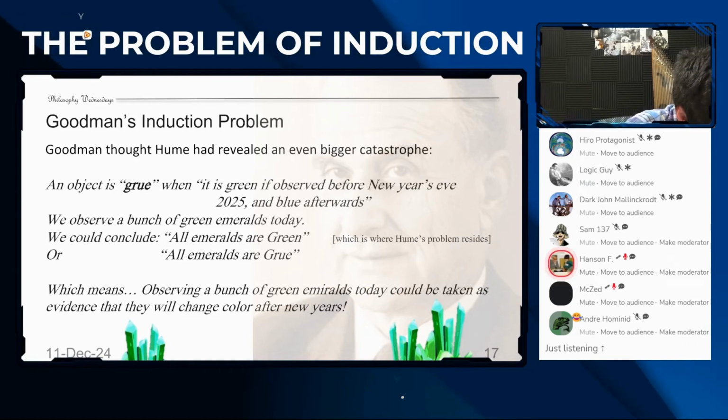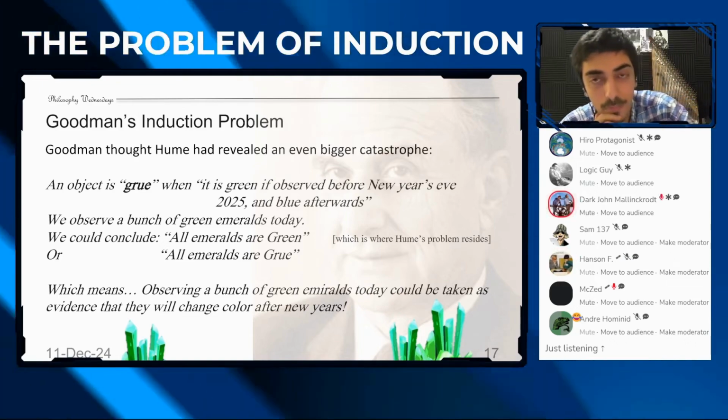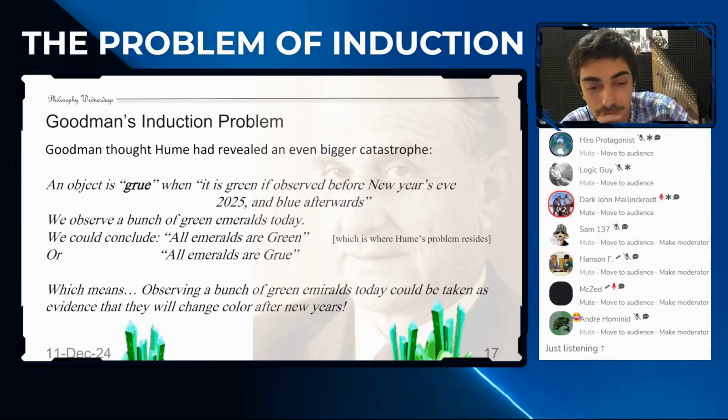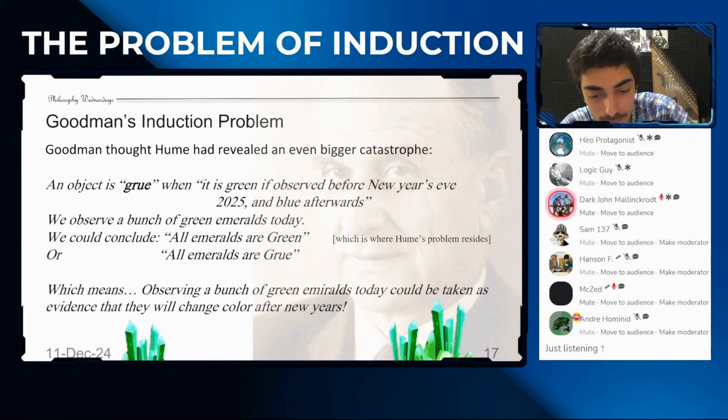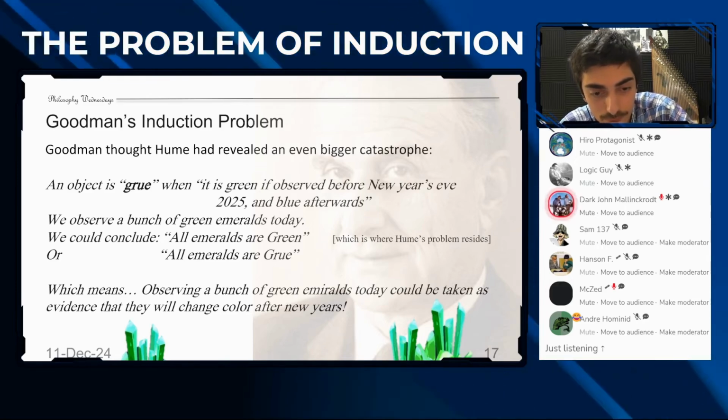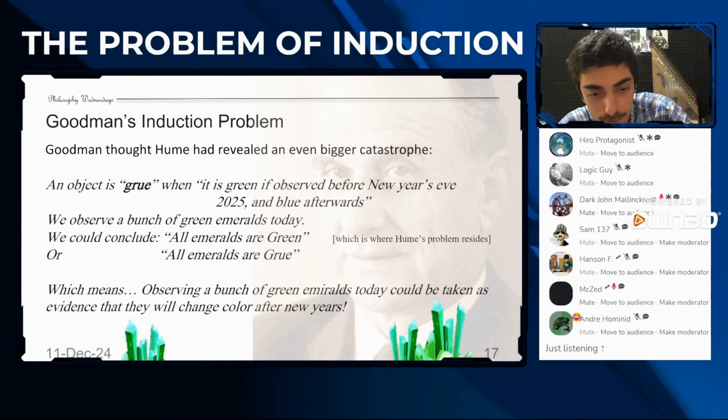That's the point. Well, if I could just get back, I'm just looking at your statement. An object is GRU when, whatever that means, quote, it is green if observed before New Year's Eve and blue afterwards. So until you have both of those things, it's not GRU.